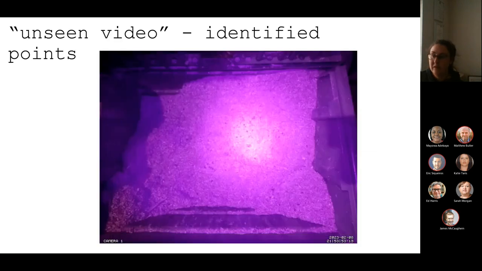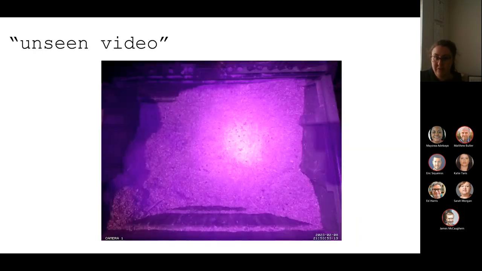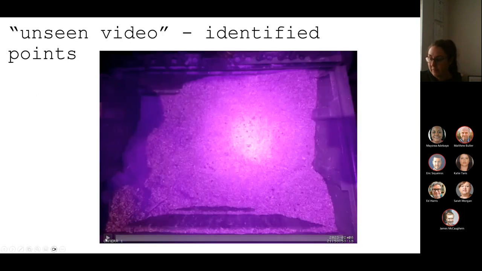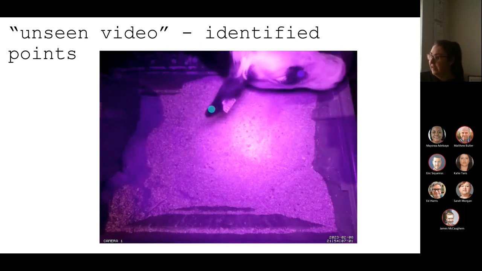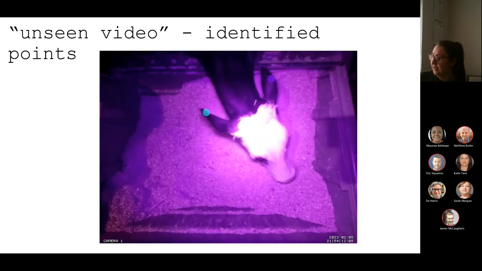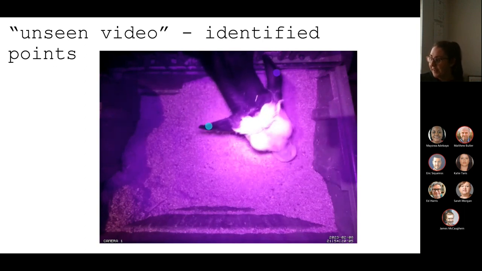Now this is the unseen video, and this is when that CSV file, those points, have been overlaid onto the unseen video, and this is the output that we get. It's not perfect, but it was only trained on two videos. So now it's saying, okay, that's the ear. It's good at detecting ears, but rubbish at nostrils.